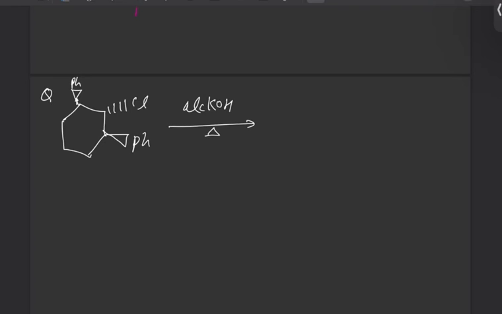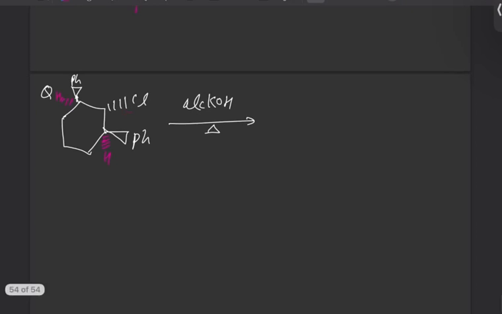Anyone? What do you think? Will it form any product or not? So won't it form a product? Yeah, it will not form a product. Why? Because if you see, there is hydrogen on this position, and there is hydrogen on this position, and both hydrogens are on the same plane as chlorine. So if you remove this, then the hydrogen should be on the anti-plane. So there won't be any product.